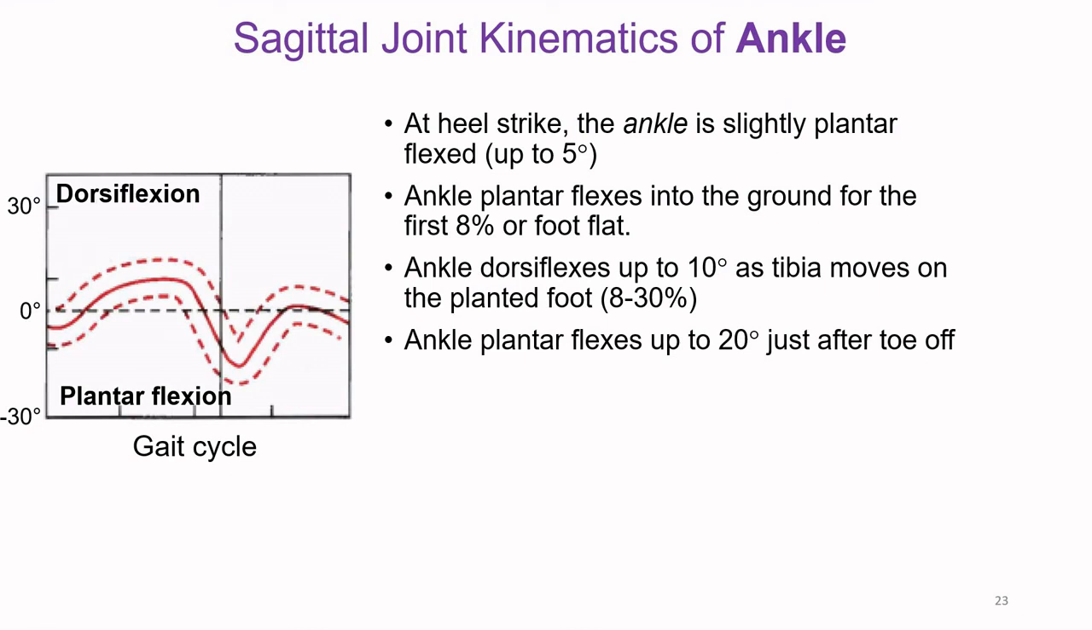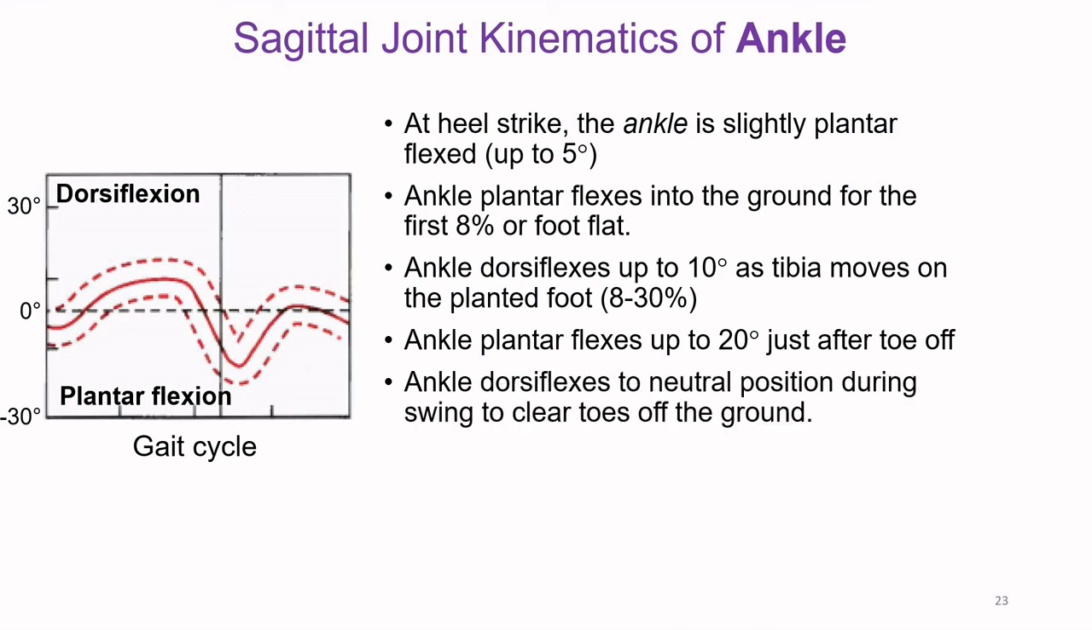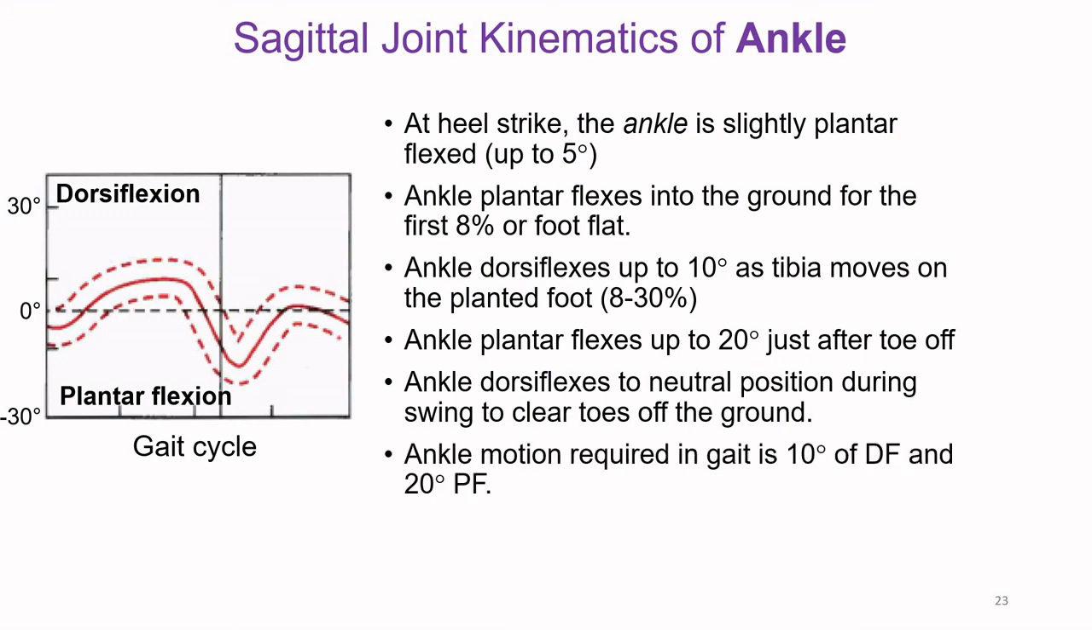The ankle obtains a plantar flexion of up to 20 degrees just after toe off. Finally, the ankle dorsiflexes to a neutral position during swing to clear the toes off the ground. The ankle motion required for effective walking is 10 degrees of dorsiflexion and 20 degrees of plantar flexion.